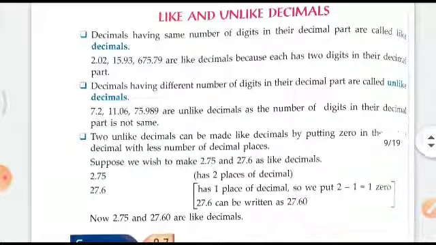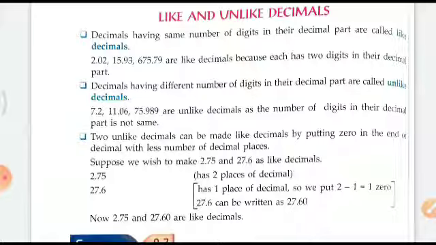Decimals having the same number of digits in their decimal part are called like decimals, right? 2.02, 15.93. See the decimal part, that is after the decimal. In the first one it is 02, the second one there is 93. All are having two digits in their decimal parts. Decimals having different numbers of digits in their decimal part are called unlike decimals. 7.2, 11.06, they are not.